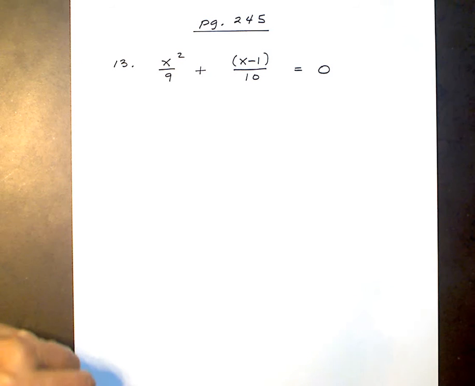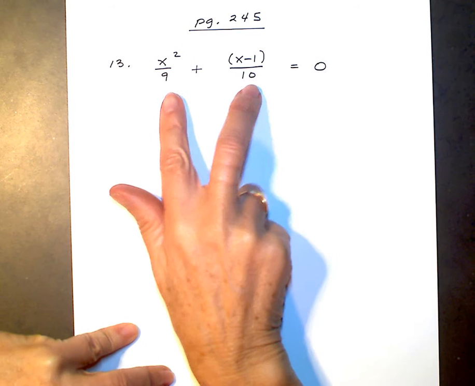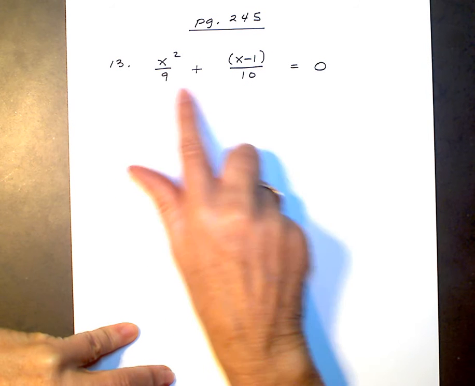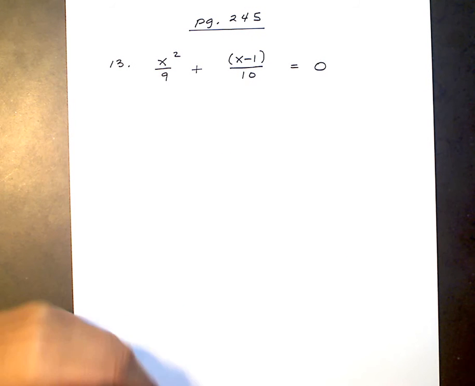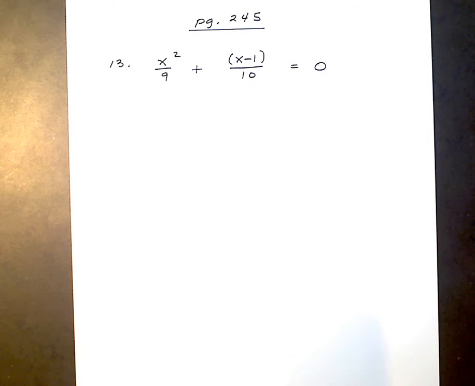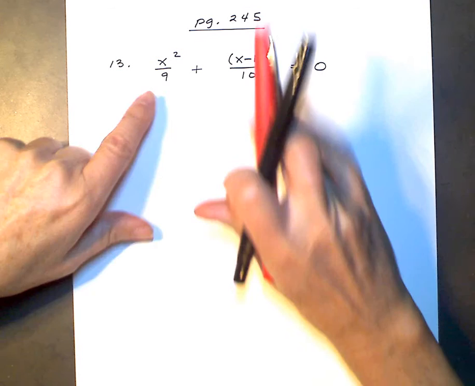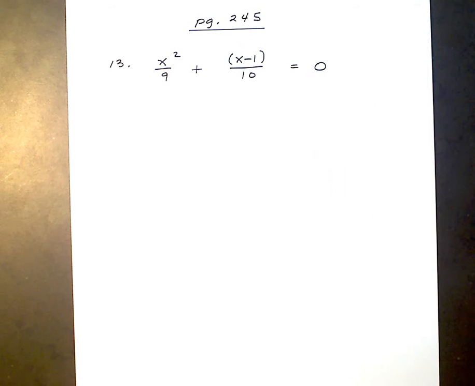This is exercise number 13 on page 245, and as you can see, it's a fractional equation with just numeric values in the denominators, no variables. So we're going to rewrite both of these terms over the lowest common denominator, which is 90.